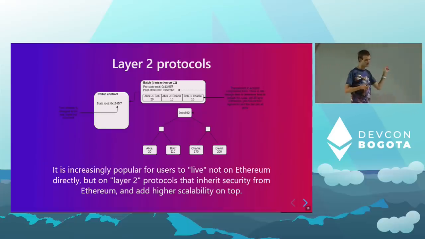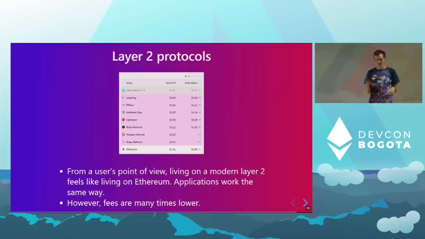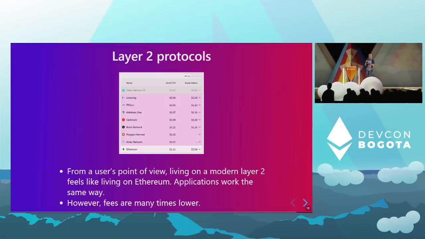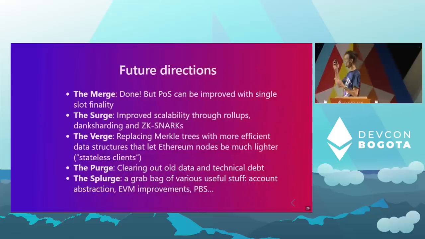Last fun thing, layer 2 protocols, right? Most people, or increasingly more and more people, don't use Ethereum directly. They use what are called layer 2 protocols that inherit security from Ethereum and add higher scalability on top, right? So rollups, I wrote an article on them. They're really fun. There's a bunch of them. From a user's point of view, living on a modern layer 2 feels like living on Ethereum. Applications work the same way. But because these applications don't stick everything on Ethereum directly, fees are many times lower. So layer 2s are great. Layer 2s are how Ethereum is scaling. And we encourage everyone to pay attention and learn a lot about layer 2s this year.